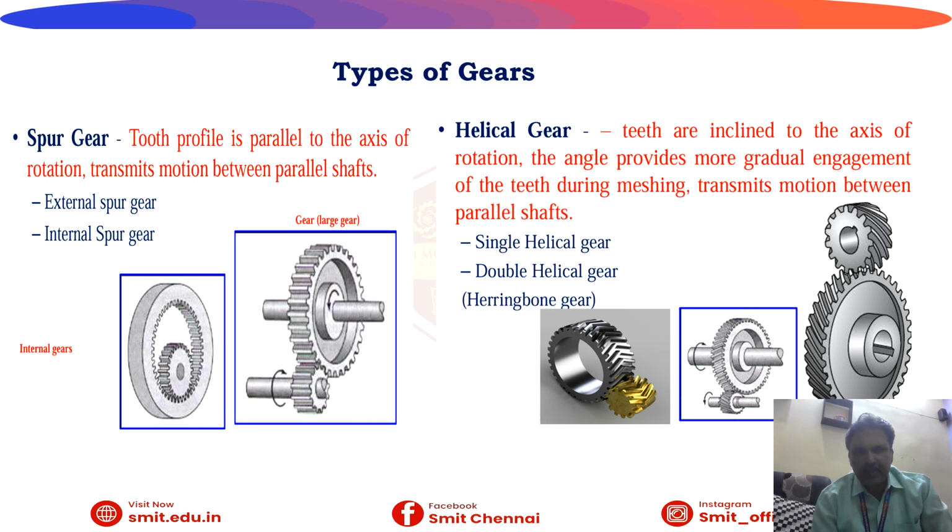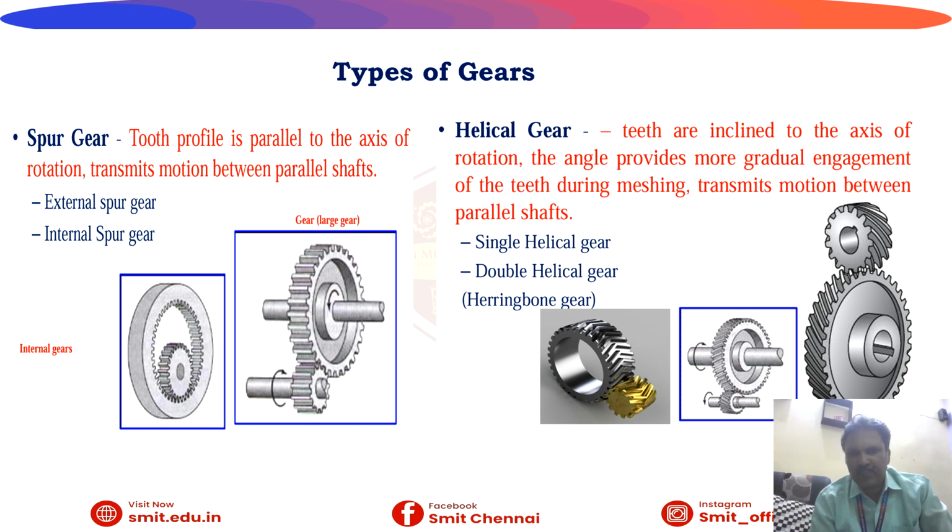Now, what is a spur gear? The tooth profile is parallel to the axis of the shaft, and it transmits motion between parallel shafts. That is external spur gear and internal spur gear. In the first diagram, we can see the teeth are cut in the internal periphery of the gear. That is the internal spur gear. The second diagram represents the teeth cut in the circumference of the gear. That's why it is called an external spur gear.